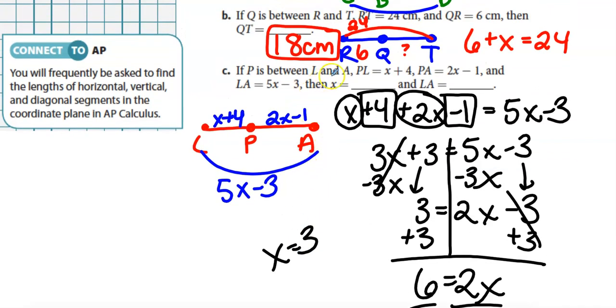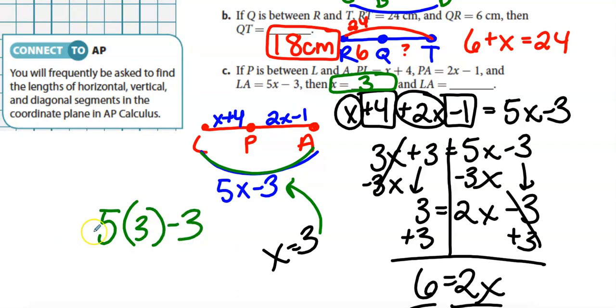Okay? So now I've completed the first part of my problem. It wanted me to say x was 3. Okay? So that one is done, but it also wants me to find LA. And LA is this first part. No, it's not. It's the whole thing. So luckily I have an equation for the whole thing. So I'm going to substitute in 3 for your x, like so. So 5, and substitute with parentheses, 3 minus 3. Okay, so 5 times 3 is 15. 15 minus 3 is going to be 12. So the length of LA is going to be 12, and they didn't give me units. So 12 inches, centimeters, oh no.